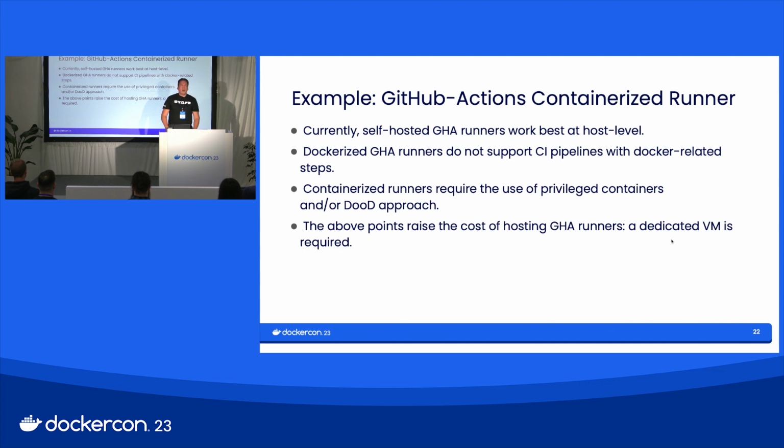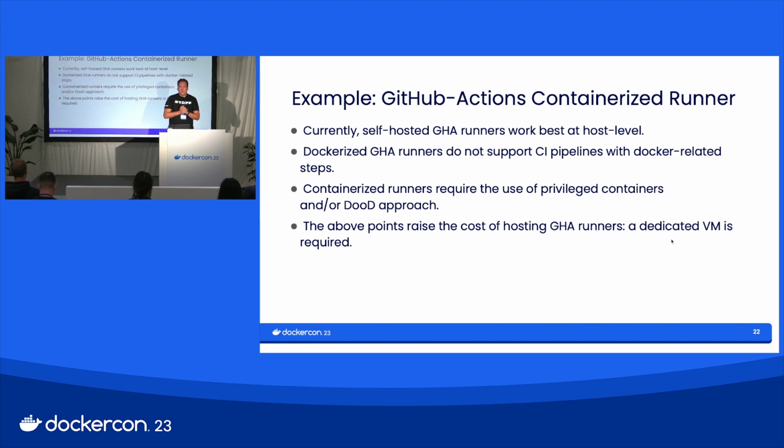The example that I have in mind that explains all that we just described is GitHub Actions containerized runners. Currently, self-hosted runners work best at host level. What I mean by that is that Dockerized runners do not support CI pipelines with Docker-related steps. Notice that I'm talking about Dockerized and not Kubernetes environments or runners, right? Because in the Kubernetes world, there have been some fixes over the last few months to spawn this Docker container somewhere else as a pod. And they are sort of bypassing or working around some of the complexities that Dockerized runners have. Still, that's not Docker in Docker anymore. That would probably be Docker in Kubernetes, which would be a different talk.